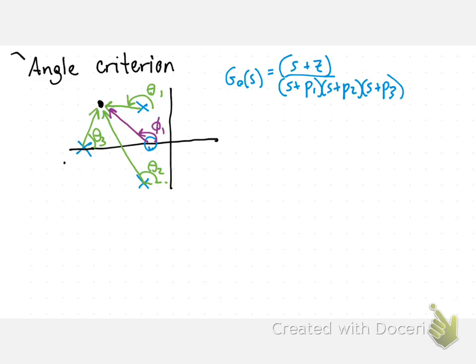So with our angle criterion, what that tells us is that the summation of the angles caused by drawing from our zero to our target pole location, minus the sum of our pole angles, where i goes from 1 to n, where n is the number of poles, or i equals 1 to m, where m is the number of zeros.